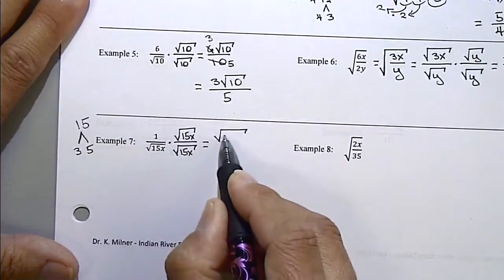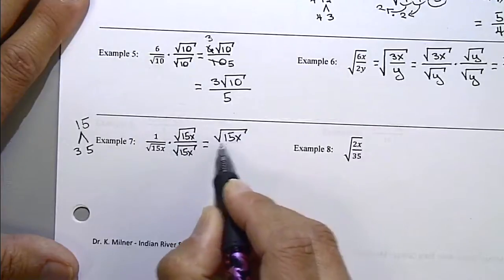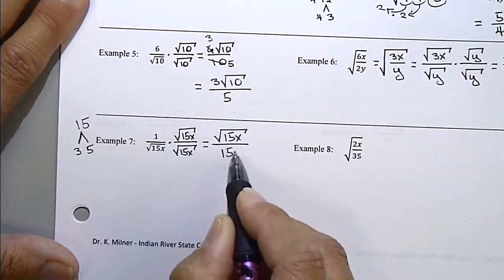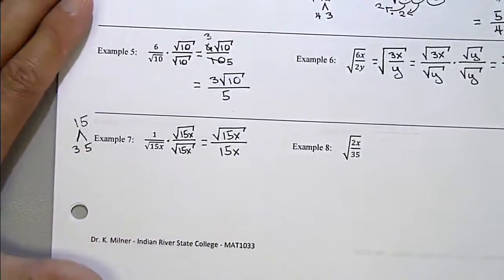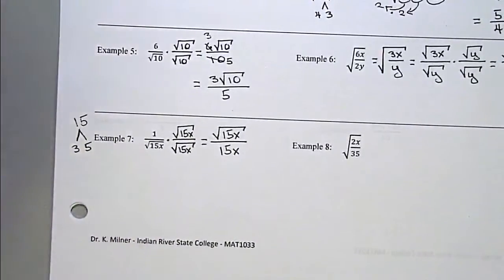In the numerator, I'll have the square root of 15x. In the denominator, I'll just have 15x. Now, I already know that that 15 and that x have no perfect squares in them, so there's really nothing I can do at that point. Okay?